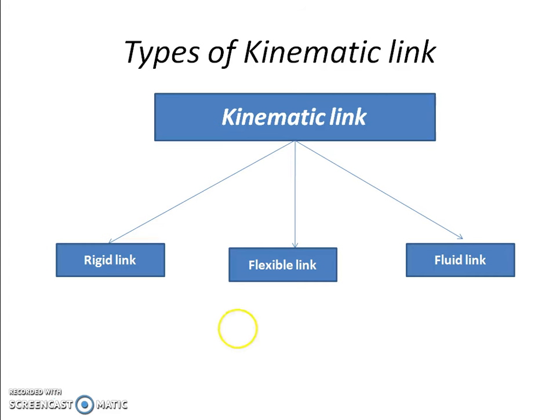Second one is a flexible link. The links which are partly deformed while transmitting the motion in such a way that they do not affect the transmission of the motion are called flexible links. For example, chain and belt, which are used for transmitting the motion. While transmitting the motion, the chain or belt gets deformed, but it does not affect the transmission of the motion. Such a link is called a flexible link.